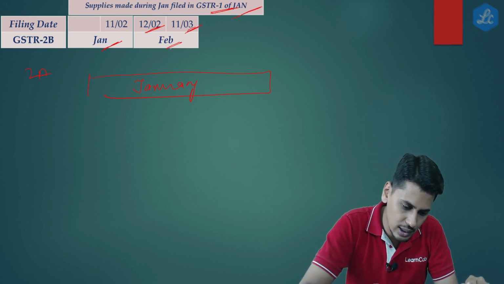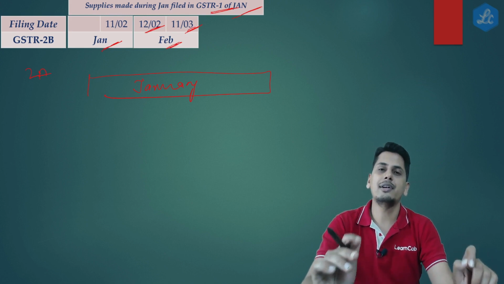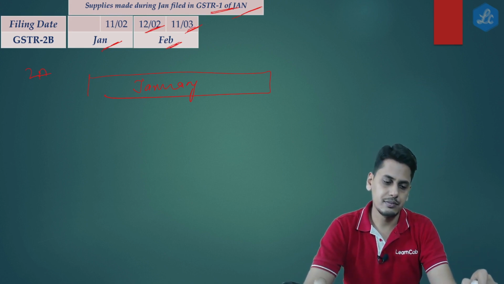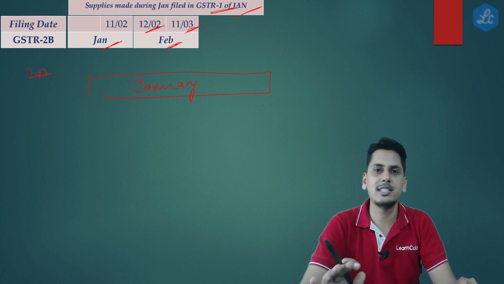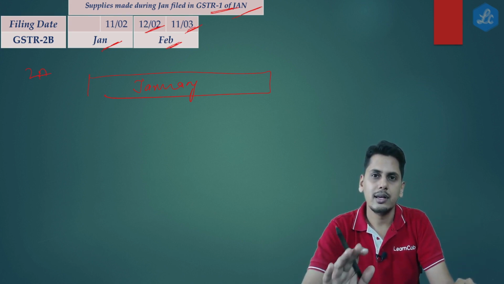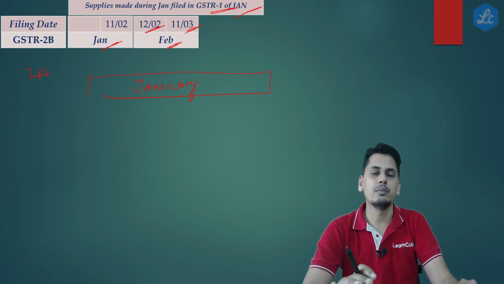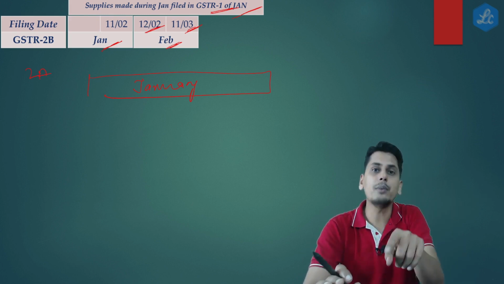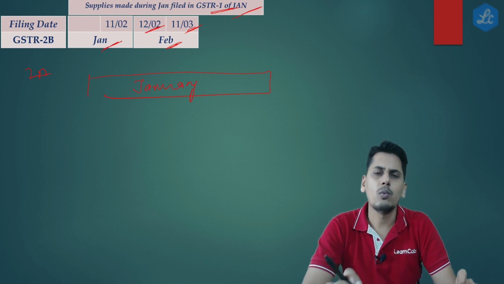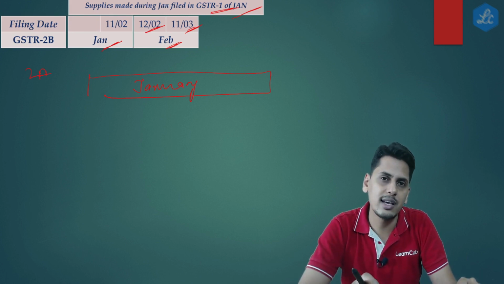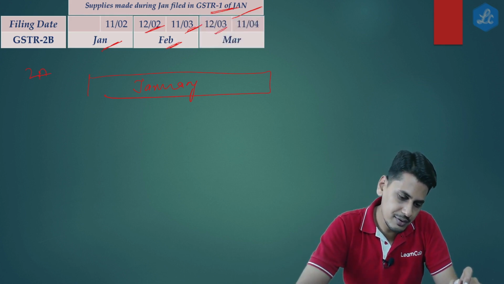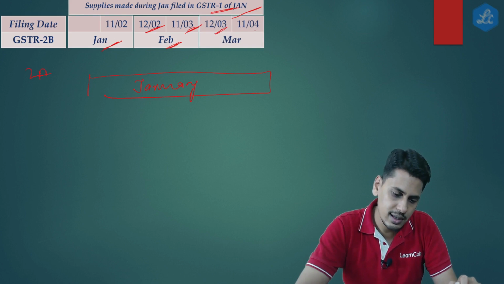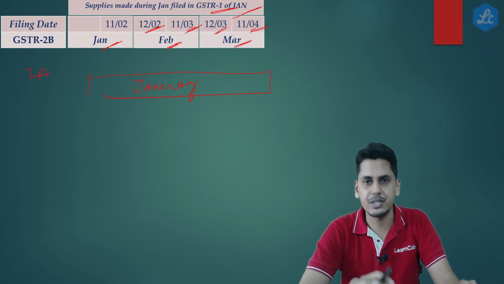Because by 11th of March, the cutoff date of February is over. What if it is filed on or after 12th of March? It will not appear in February month's GSTR2B, it is agreed. It will appear in March month's GSTR2B. But what should be the cutoff date for it to appear in March month's GSTR2B? What is the due date for March month's GSTR1? 11th of April. So friends, if it is filed on or after 12th of March till 11th of April, it would appear in GSTR2B of March.